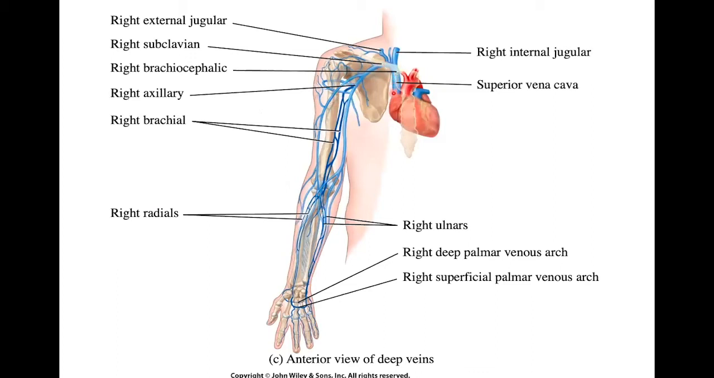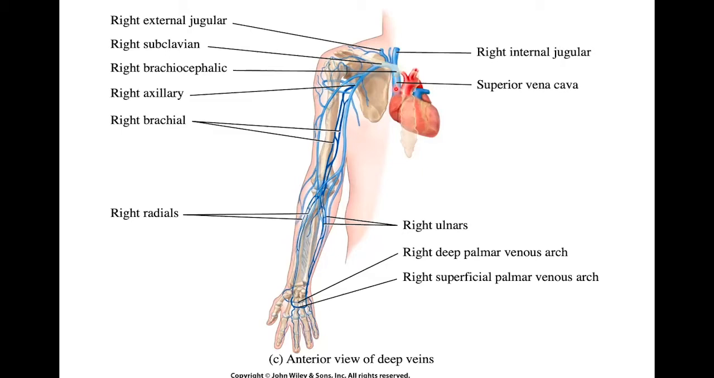So here we have the superior vena cava. Remember I mentioned go into that Superman position and all of the structures above the heart will drain back into the superior vena cava. So the upper extremities are located above the heart, and so therefore they drain directly back into the superior vena cava.